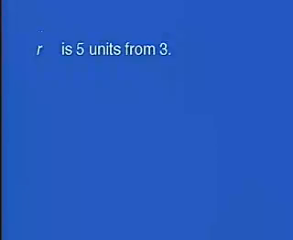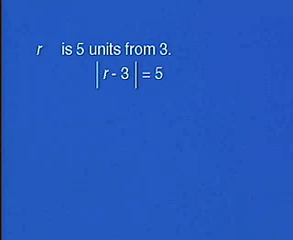Now we can use absolute value definitions to help us write statements which involve distance. Here's an example. We want to write r is 5 units from 3. To do that, remember we're saying that the distance between r and 3 equals 5. And we would say that as the absolute value of r minus 3 equals 5.